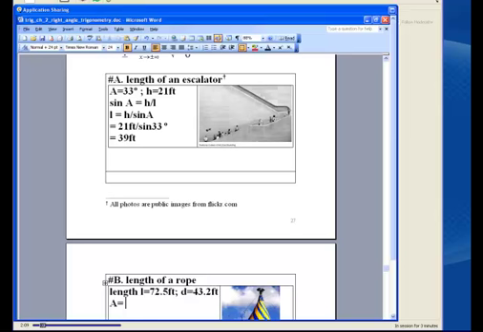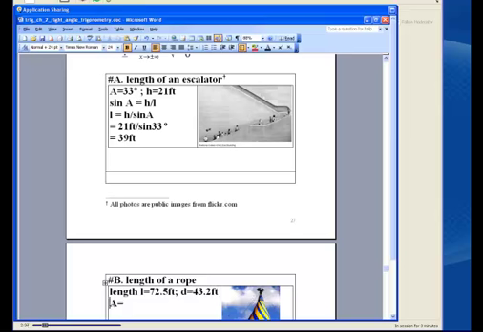So this rope here is 72.5 feet long, looks like the hypotenuse. This distance here is 43.2 feet, and the angle is the angle that the rope makes with the pole. So the pole would be here, so it's this angle up here. So we are given the opposite down here and the angle up here.